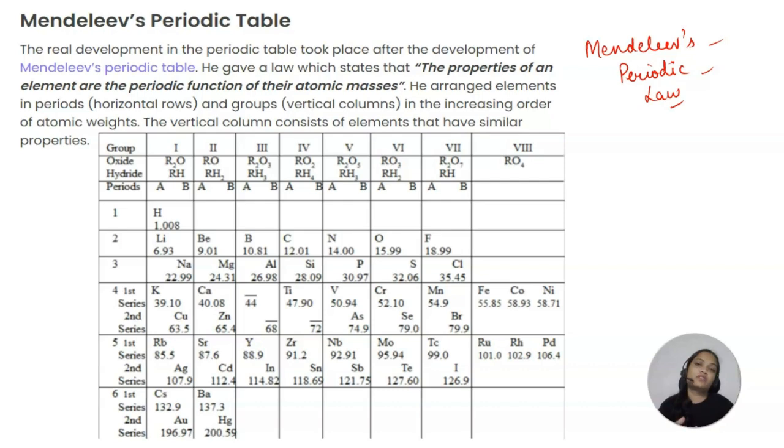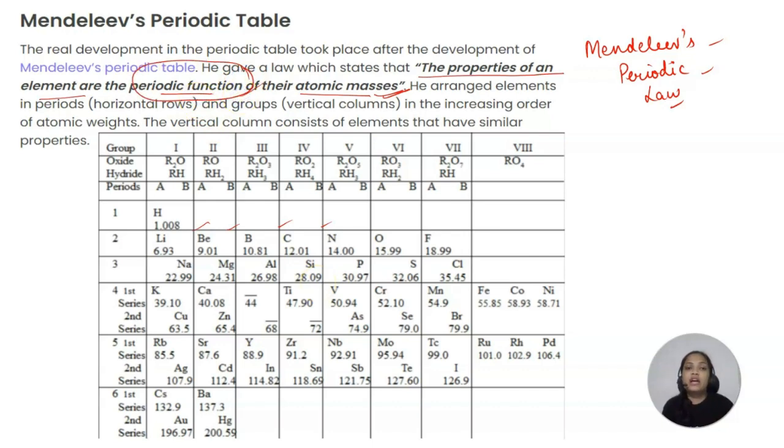Although he did not give us the modern periodic table, still the concept of periodic table and periodicity came from Mendeleev. Okay, so he said that properties of elements are the periodic function of their atomic masses. Now this is important. He arranged the elements in increasing order of atomic masses and he found out that the properties of the elements are repeating after a fixed interval. So that is why he said that properties of the elements are a periodic function of their atomic masses.